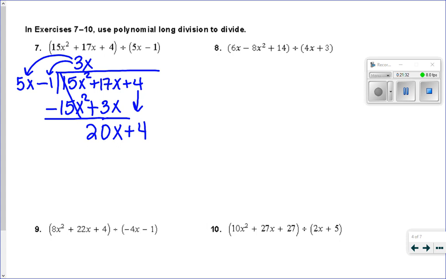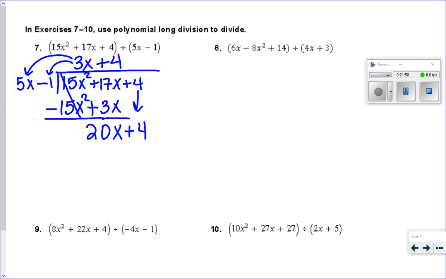So 20x plus 4. Feel free to pause it and adjust your problem if you need to. And once you have, we'll just start over again. 5x times what gives us 20x? And right now we're only looking at the leading term. So 5x times what gives us 20x? Well, the answer to that is a positive 4. So we write that in our answer. Okay? I know that if I multiply by 4, I'll get 20x.